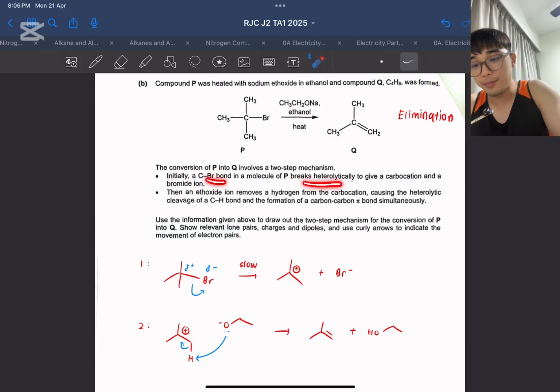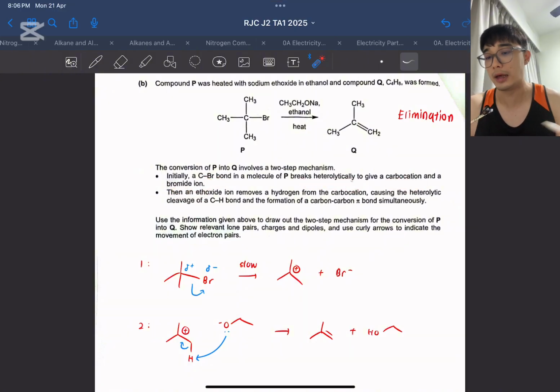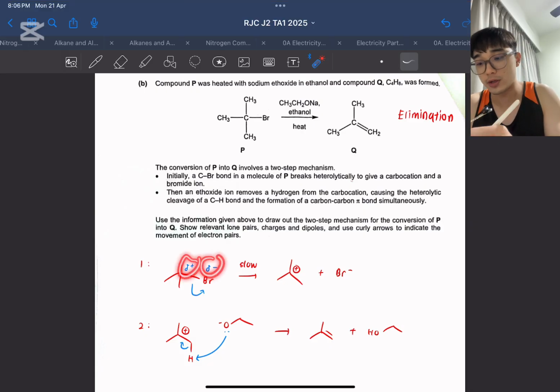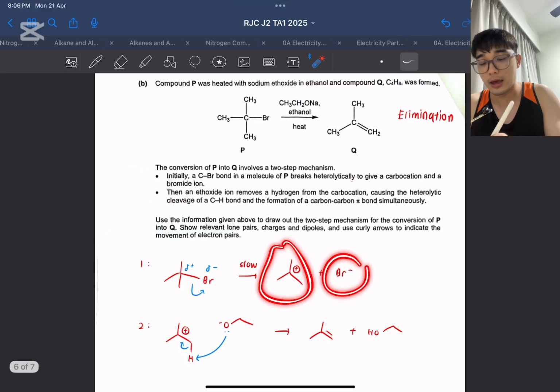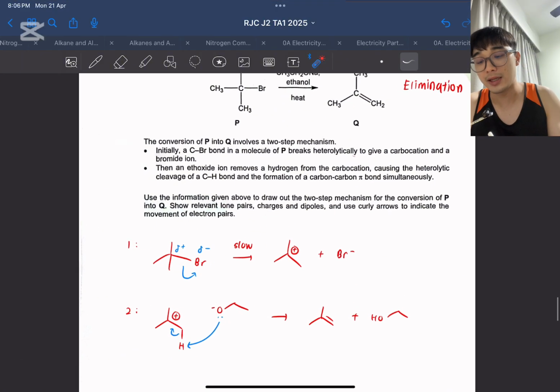So the C–Br bond breaks heterolytically. Okay, they give a carbocation and a bromide. So it's like SN1, right? The bond just breaks without any nucleophile attacking. Please draw the partial charges. Bond breaking is always slow, so just add it in. Okay, you form carbocation and Br minus. Okay, next thing is this.